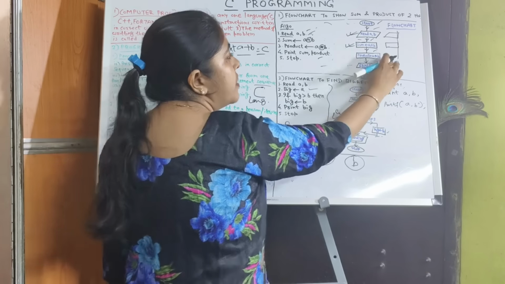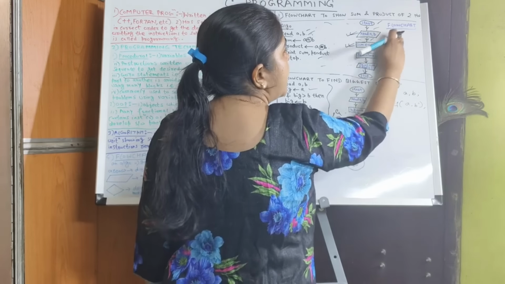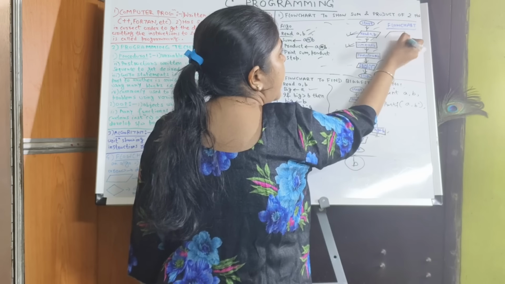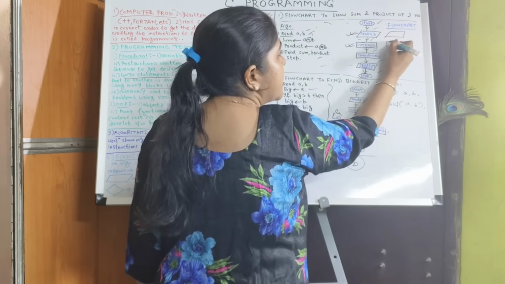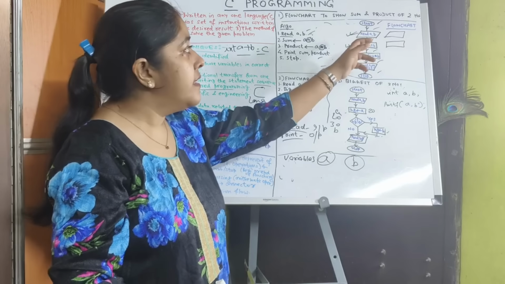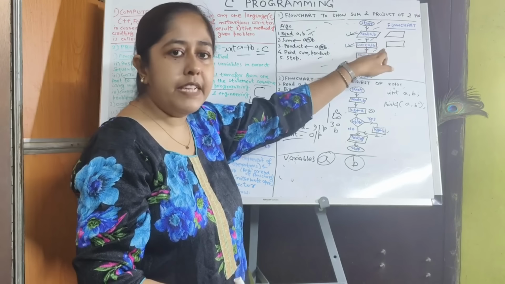So here the instruction is what? Summation, that is some operator. Here the reading of values, that is input, is given, so this kind of symbol is there. Here summation is done, so this particular symbol will be used. Here sum equals A plus B.